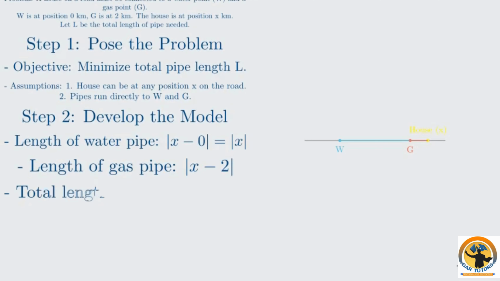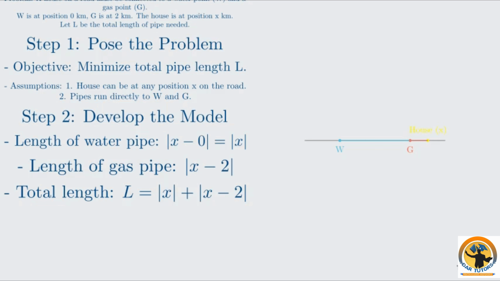The length of the water pipe is the distance between the house at x and the water point at 0. The length of the gas pipe is the distance between x and the gas point at 2. Since distance must be non-negative, we use the absolute value function. The total length L is the sum of these two distances. Now let's apply our model to answer the question.